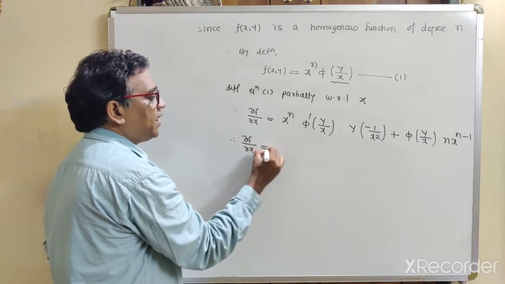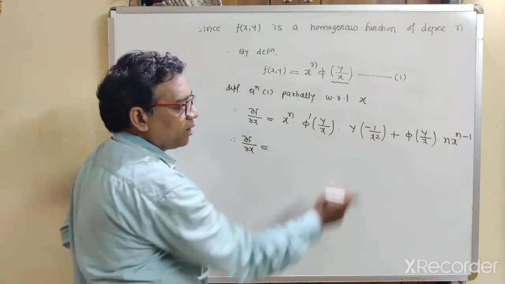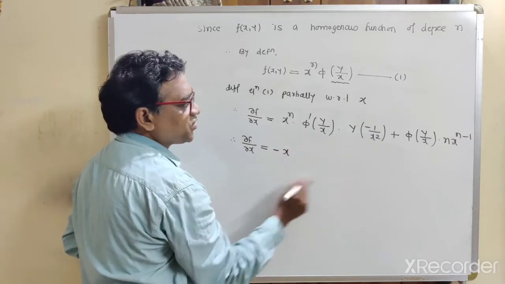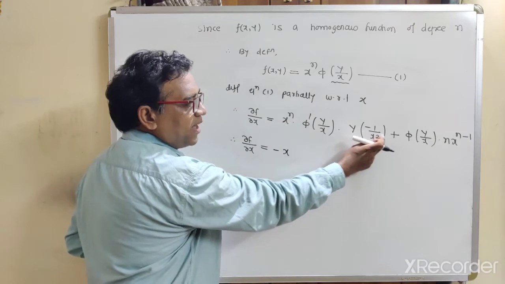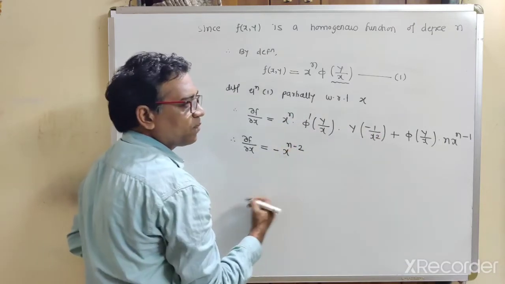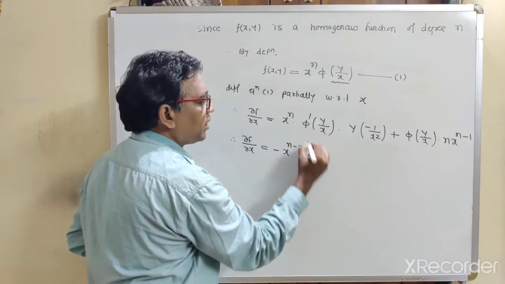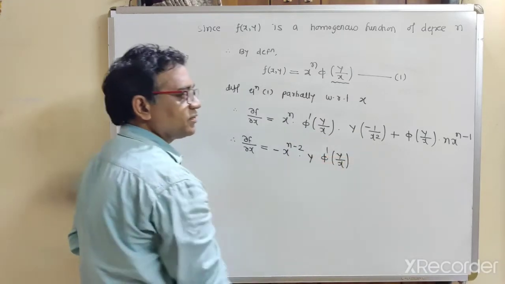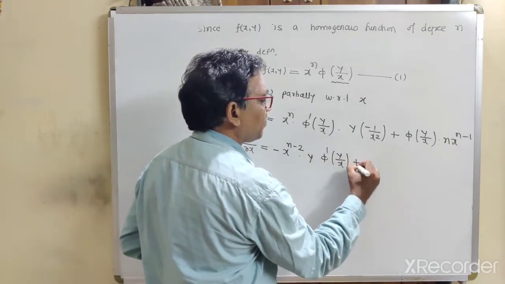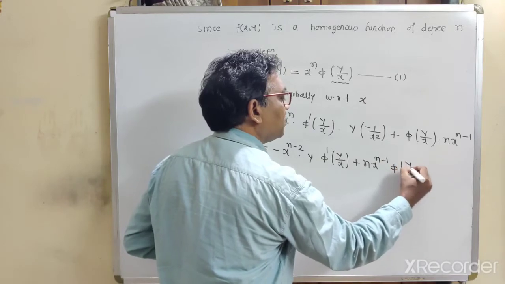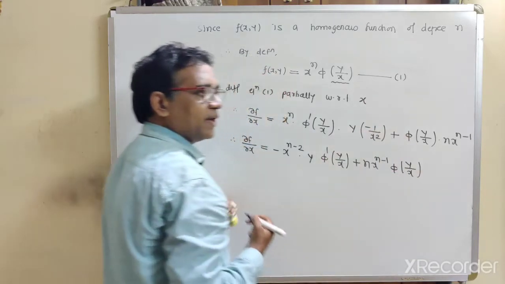Del f by del x is equal to, now this is the minus term, x raised to, now transform this x square in the numerator, that means we get x raised to n minus 2 into this y into phi dash of y upon x, plus n x raised to n minus 1 into function of y by x.